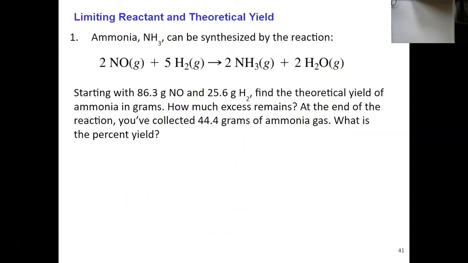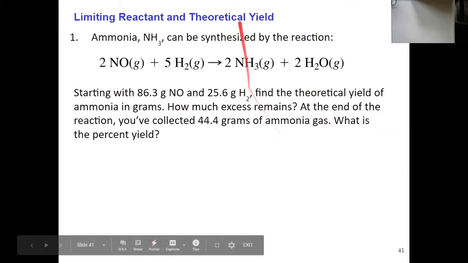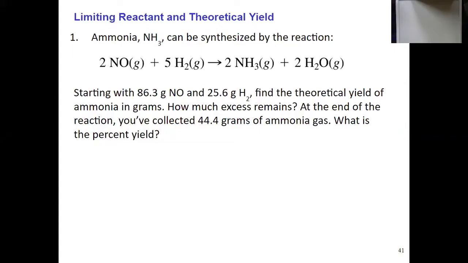All right, so now we're going to talk through another example. These are going to get bigger and bigger, obviously. So here we have the balanced reaction between NO plus H2 to produce NH3 and H2O. Okay, now we have these 2 starting values here. We have 86.3 grams of the nitrogen monoxide. We have 25.6 grams of the hydrogen gas. And we want to find the theoretical yield of ammonia in grams.